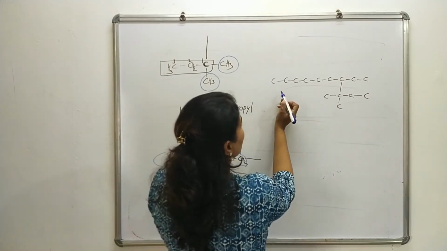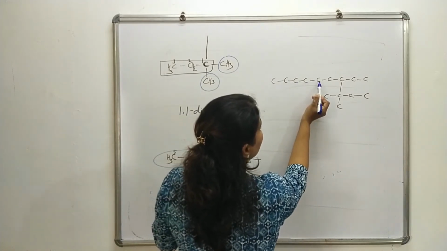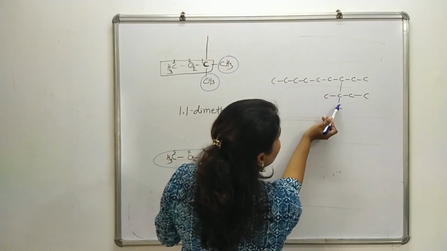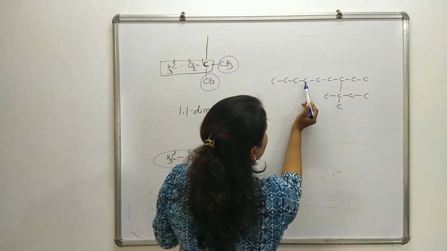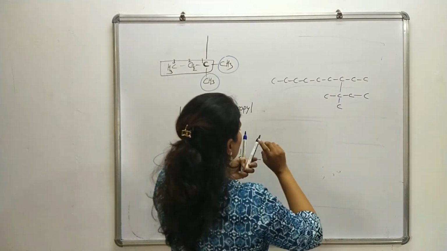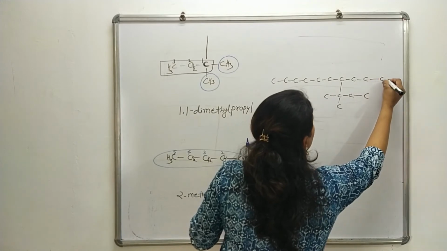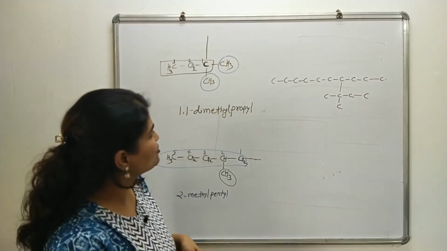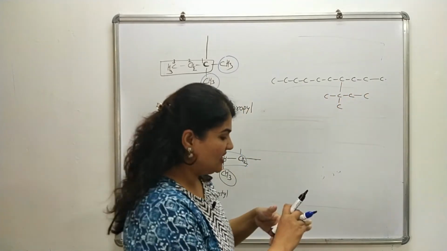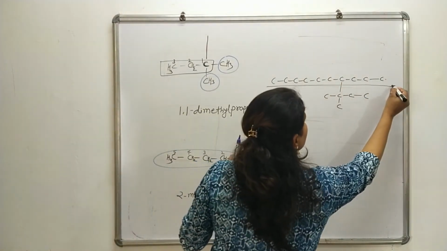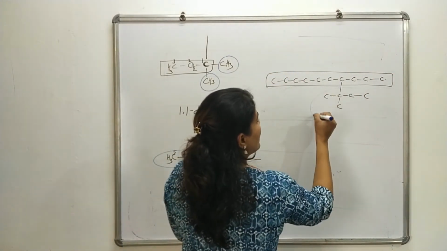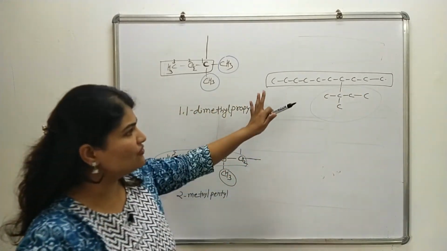First we will figure out the longest continuous chain. So 1, 2, 3, 4, 5, 6, 7, 8, 9, or 1, 2, 3, 4, 5, 6, 7, 8, 9, 10. Okay, this is not going to work, so I have to increase one more carbon. Now it's okay. 1, 2, 3, 4, 5, 6, 7, 8, 9, 10. So I will consider this as my longest continuous chain of parent hydrocarbon, and this I am going to refer to as my substituent. Can you visualize it?